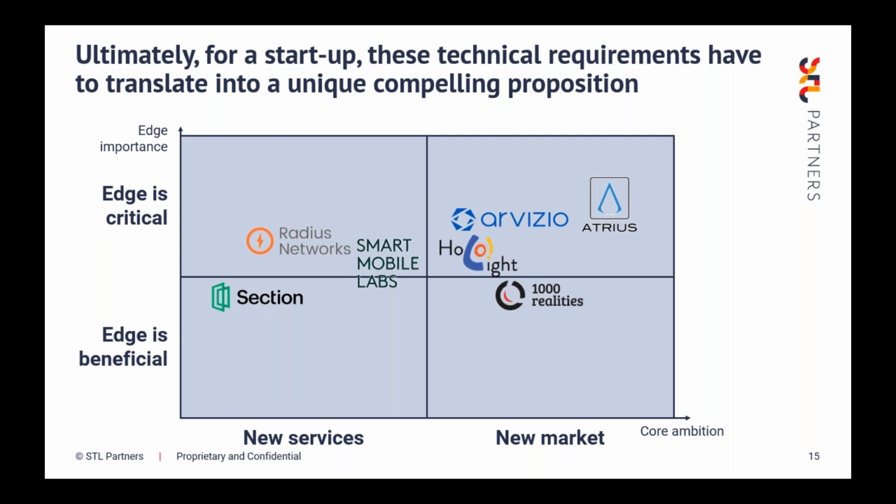So at a high level, in terms of the domains that we've looked at here, you've got Atrius, who's in the drone space, and Visio, HoloLight, 1000 Realities, who are in the AR VR space. These guys are fundamentally changing the way the market works, changing business models, and creating and disrupting the market quite substantially. And that's their core ambition. And then you have Section, Smart Mobile Labs, Radius Networks, who are really trying to, again, change the processes, but it's primarily around improving what happens today. So with Smart Mobile Labs, for example, they are providing a much better way to deliver real-time streaming of video data.